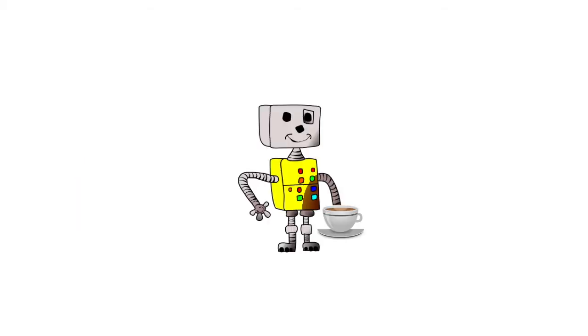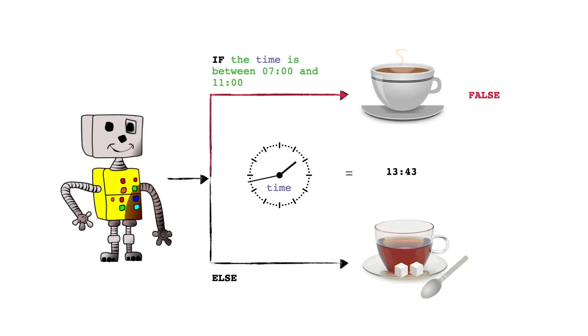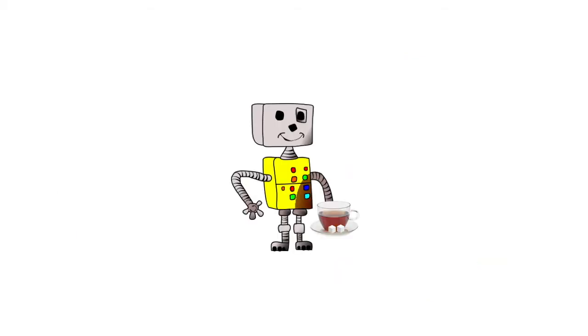If the time happens to be later in the day, say 1:43 in the afternoon, our if statement evaluates to false because the current time is not between 7 and 11. So the else statement is then used. In programming, these are called conditional statements, and you'll see them everywhere. Conditional statements allow us to perform different actions for different decisions.